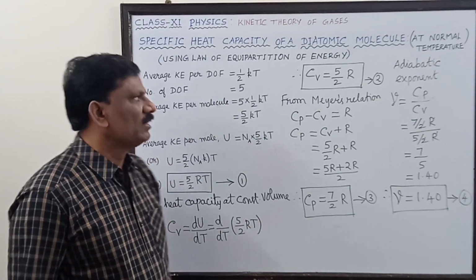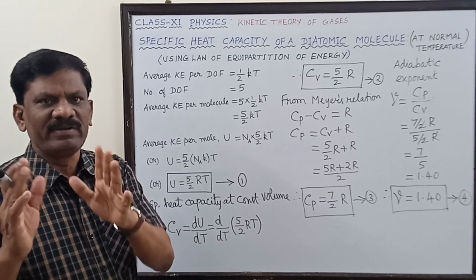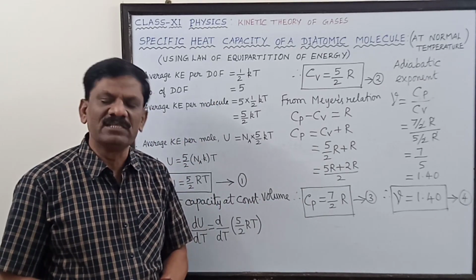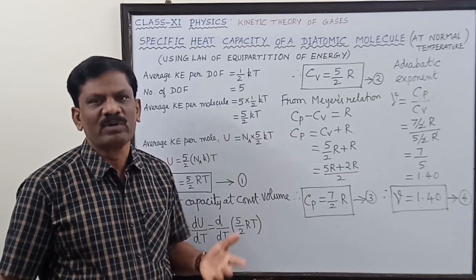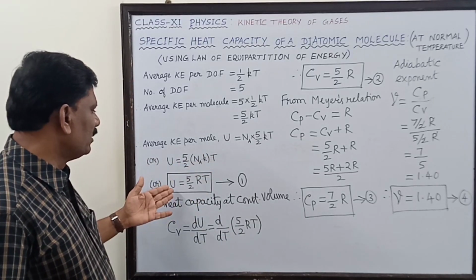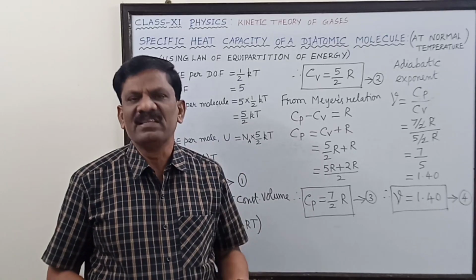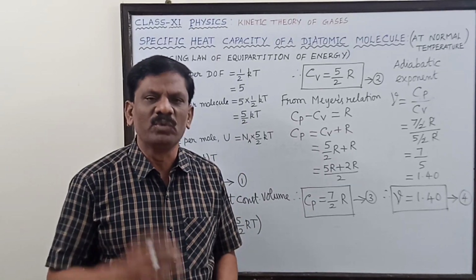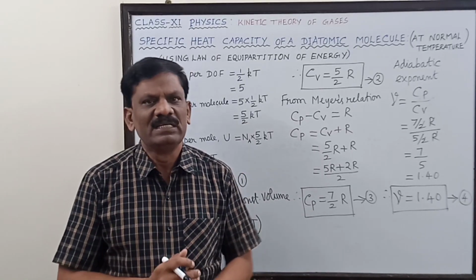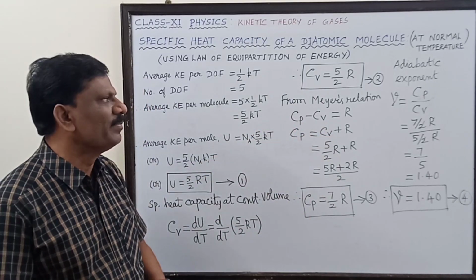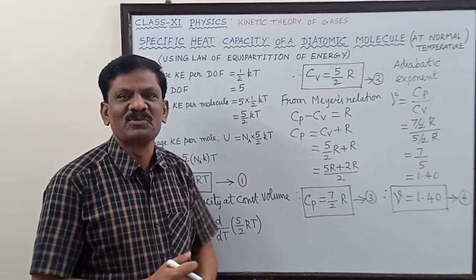So as usual, for 1 degree of freedom, what is the energy? Next, for 1 molecule, how much is the energy? Then for 1 mole, that is the internal kinetic energy. If it is varied with respect to the temperature, you will get the value of Cv. And then from Mayer's relation, Cp, followed by gamma equal to Cp by Cv. I hope you must have understood well. Fine.